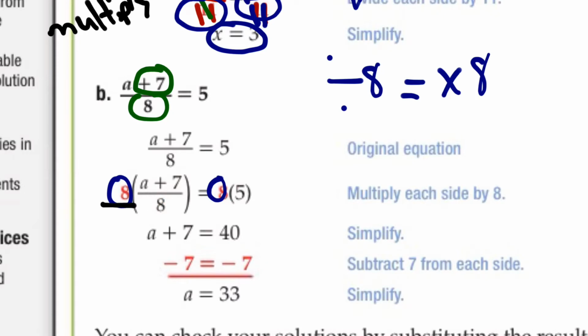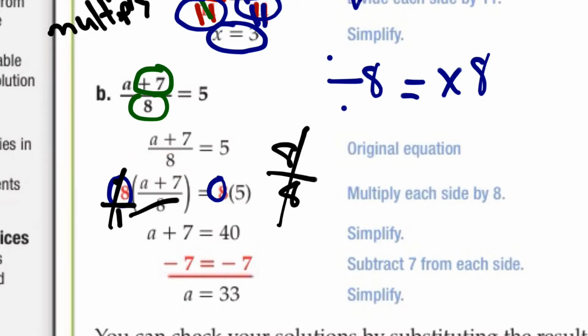Here's why. Remember, the whole reason we do the opposite is to cancel things out. 8 over 1 times a plus 7 over 8, what's going to happen is these are going to cancel out because I end up getting 8 divided by 8, which is 1. And so the 8's gone and this 8's gone. And all I'm left with now is the top.